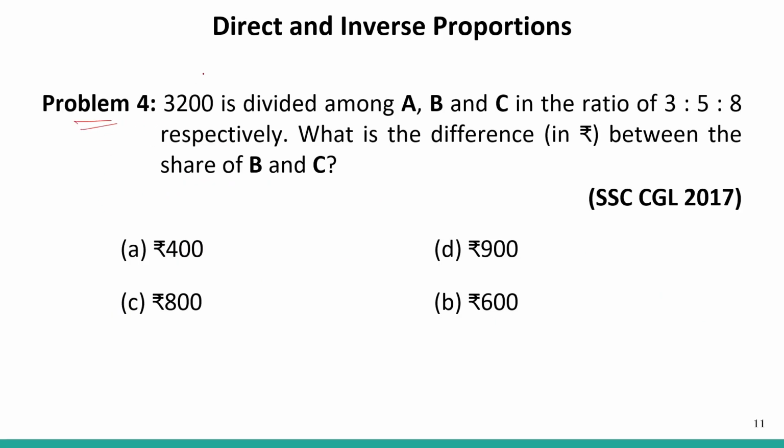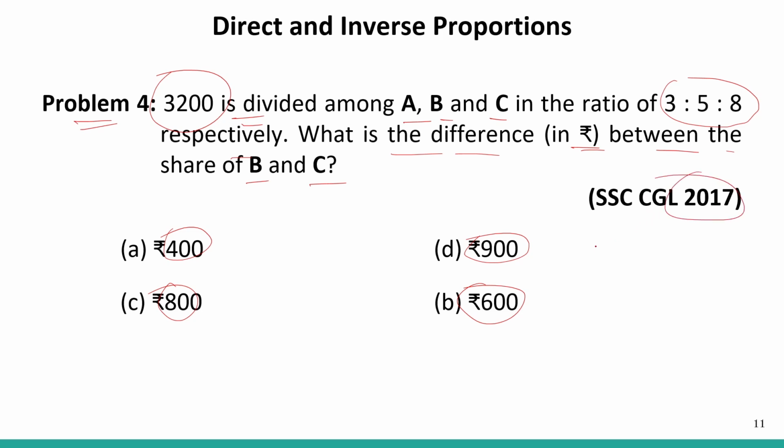So problem number 4. 3200 is divided among A, B and C in the ratio 3 is to 5 is to 8 respectively. What is the difference in Indian rupees between the share of B and C? Given options: A is 400, C is 800, D is 900 and B option is 600. Okay, so let's see which among these 4 options is correct. This question has been asked in SSC CGL 2017 exam paper.